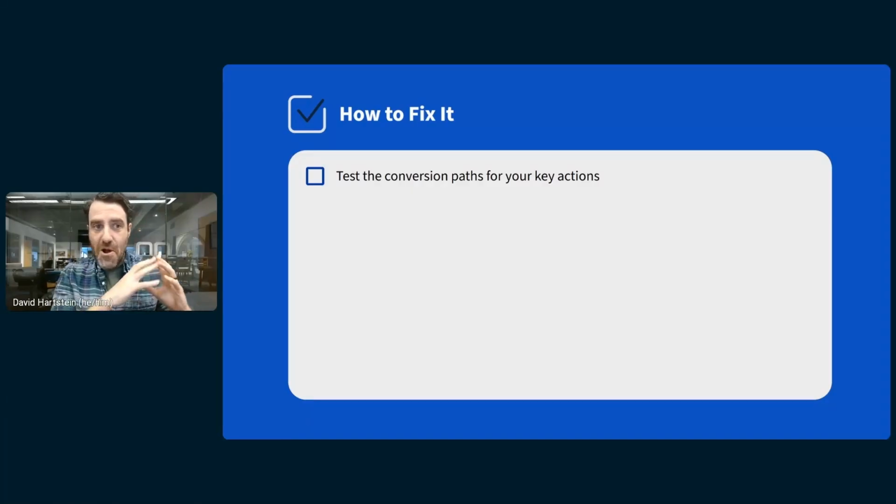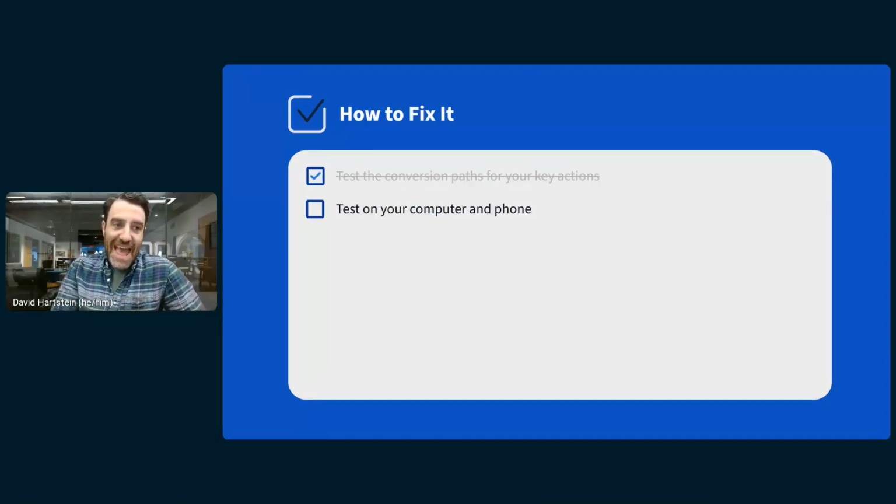So start on a popular landing page of your site that makes sense for the conversion that you're testing, and go all the way through actually completing the conversion. Actually submit that form or whatever the conversion looks like. And note anything that's broken or confusing or really slow, because that will all introduce tremendous amounts of friction into the conversion process. And then test it on your computer and your phone.